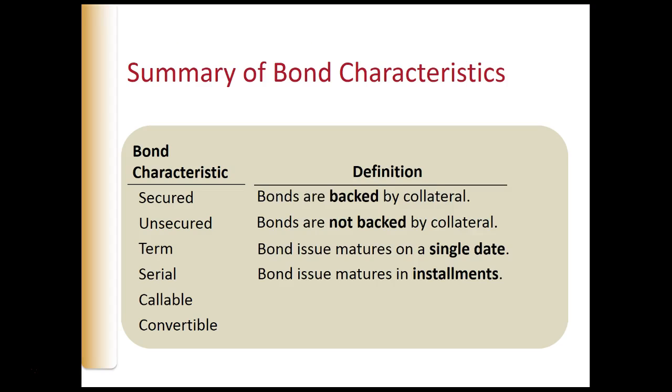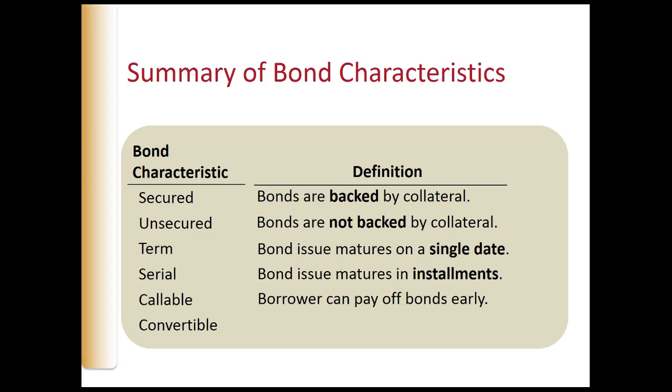This slide here summarizes the various bond characteristics. Secured bonds are supported by specific assets the issuer has placed as collateral. For instance, mortgage bonds are backed by specific real estate assets. If the borrower defaults on the payments, then the lender is entitled to the assets that are pledged as collateral. However, many bonds are unsecured. Unsecured bonds are also referred to as debentures. They're not backed by a specific asset. These bonds are secured only by the full faith and credit of the borrower.